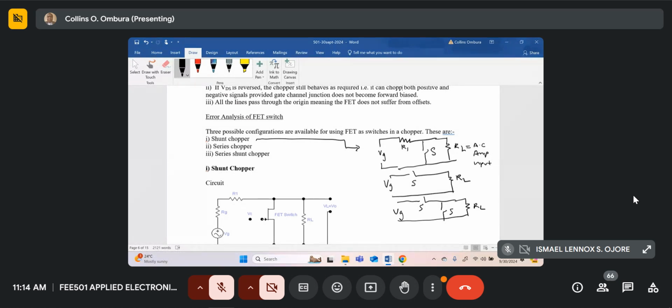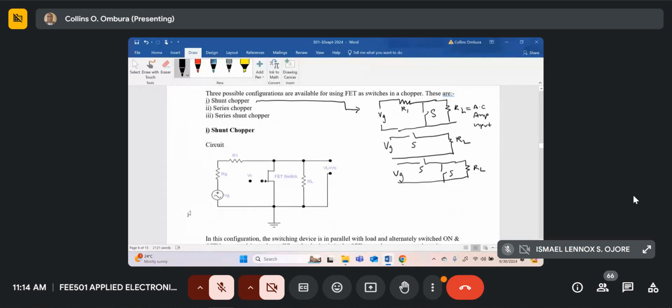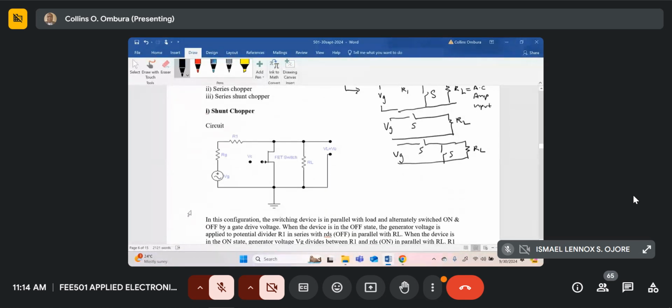Okay, so let's start with the first switch, which is the shunt switch. So we want to investigate how much error will be generated by this switch.